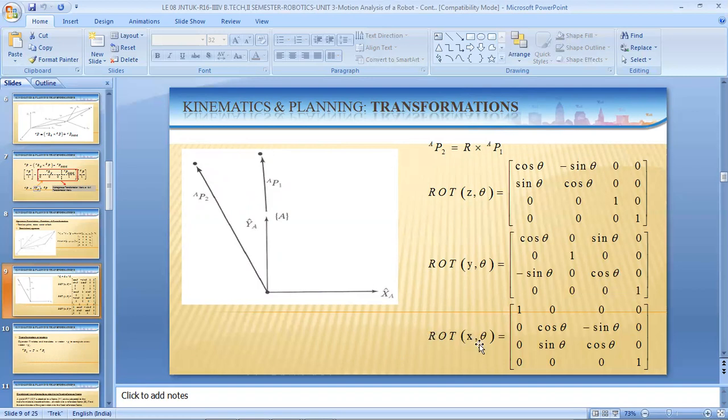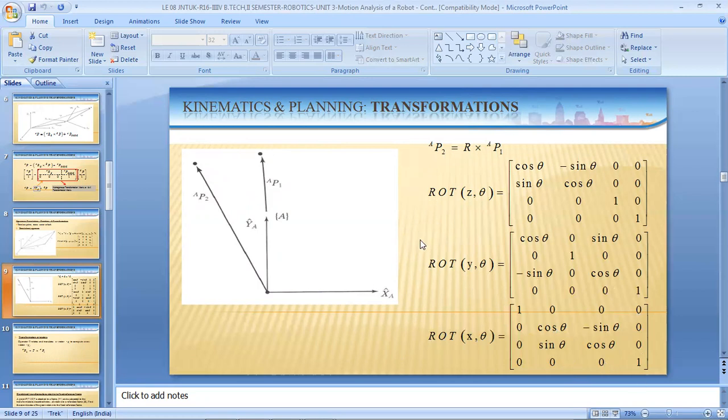Rotation matrix towards the x, and the theta will be substituted in the place of this value. The matrix is 1, 0, 0, 0, 0, cos theta, minus sin theta, 0, 0, sin theta, cos theta, 0, 0, 0, 0, 1.